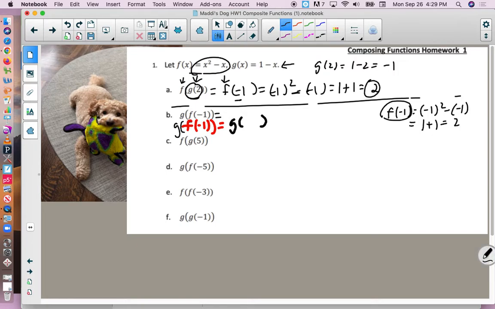So what you're supposed to do is go find f of negative 1. We did that, and we got 2. And so now I know what f of negative 1 is, so I'm going to go find g of 2. So you're working it from the inside out. So now I go finally to function g, which is 1 minus x, which is 2. So my answer is negative 1 to this one.